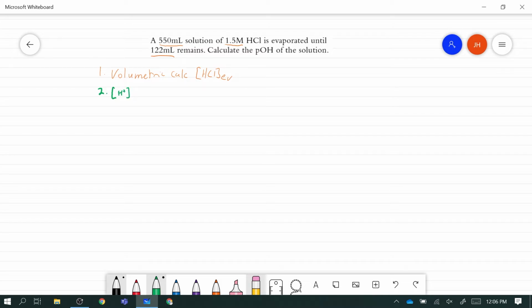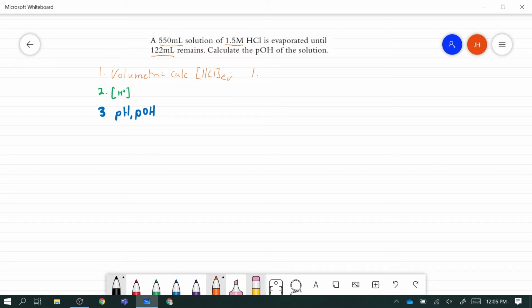Because it's in a 1-to-1 ratio, they should be equivalent, but I'll show working for that. Once we know that information, we should then be able to move into step 3, which is convert to pH, and from there convert to pOH as well.